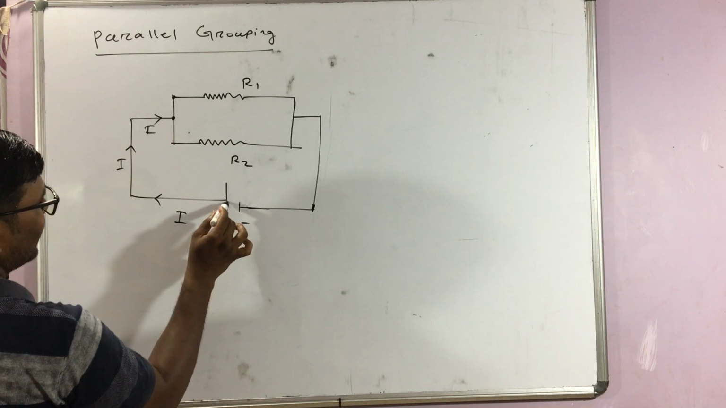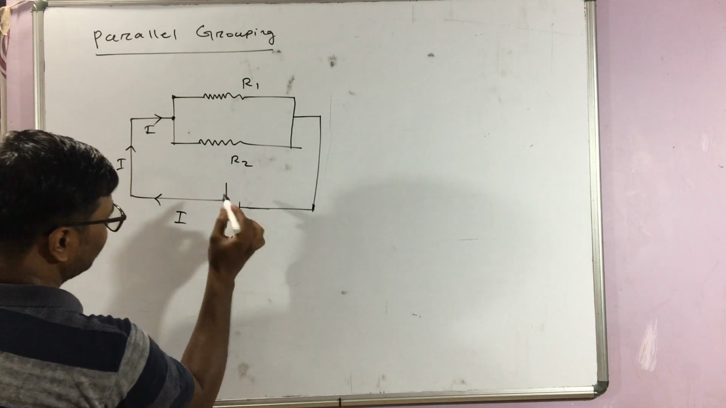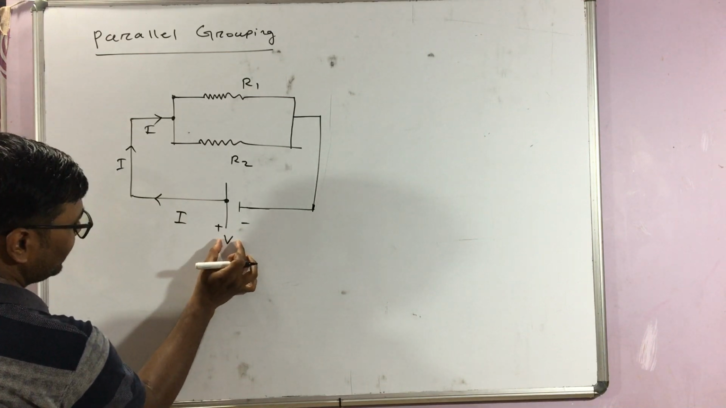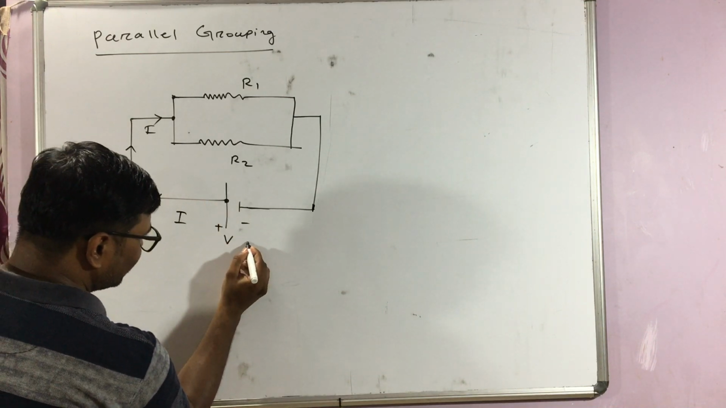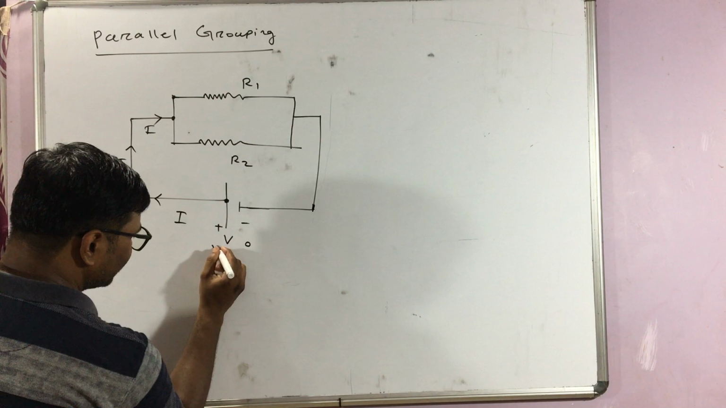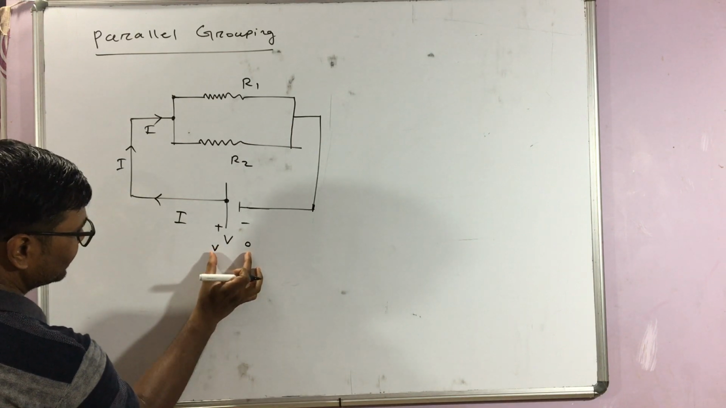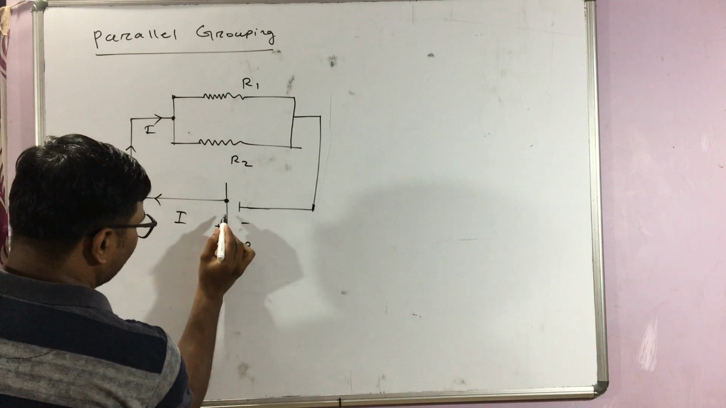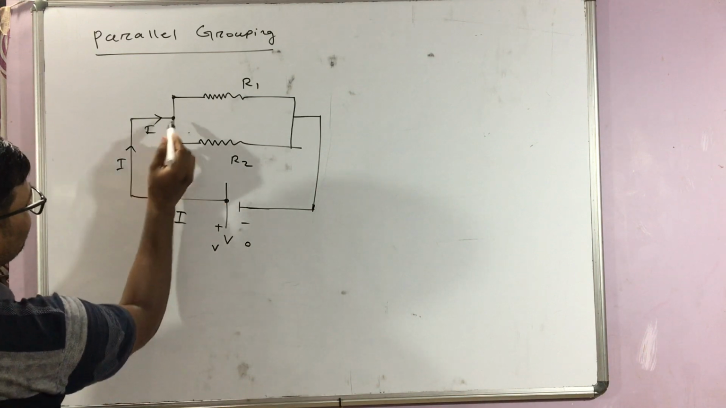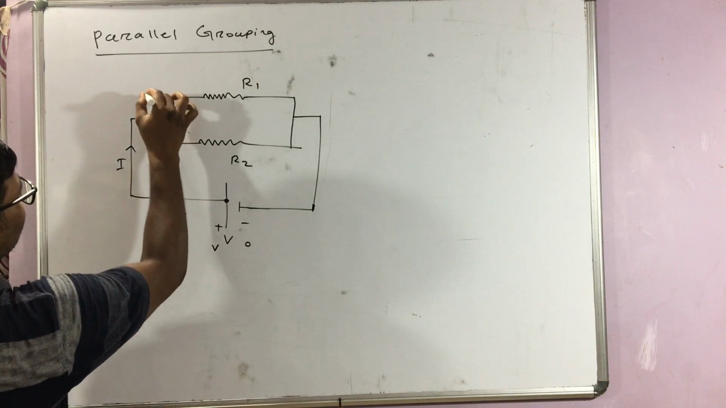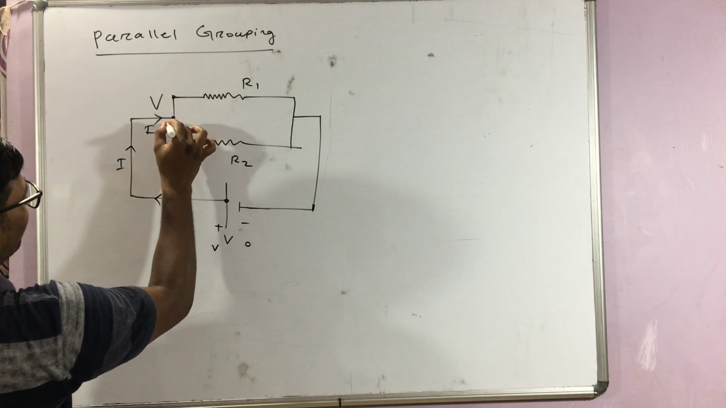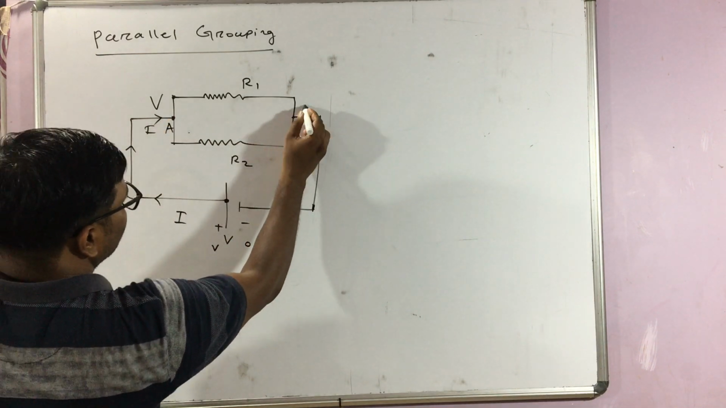See, as the potential here, let's say I am taking it to be V, means you can take the potential here to be 0, and the potential here to be V, means the potential difference is V here. We can say, as this positive terminal is connected to this point, so the potential at this point, let's say we mark that point as A and this point as B.